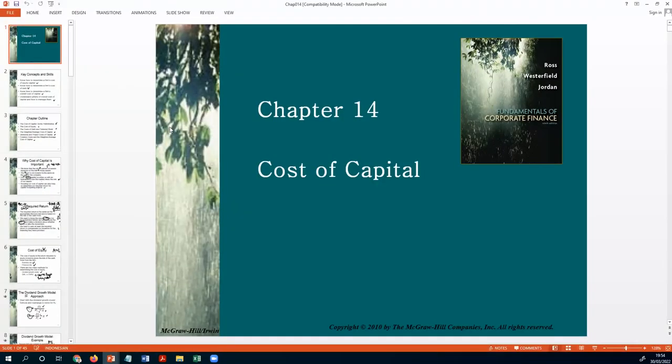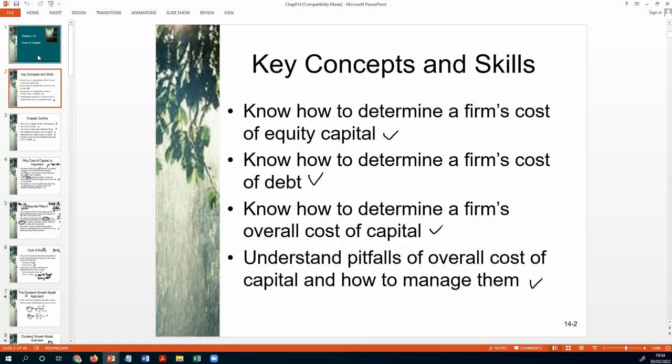So this one, I think I need another 10 minutes to explain to you. This is using corporate finance chapter 14, cost of capital. Yes, Jolanda? Okay, so what is the cost of capital? Cost of capital is how to determine a firm's cost of equity capital, and also cost of debt. Cost of equity, cost of debt.